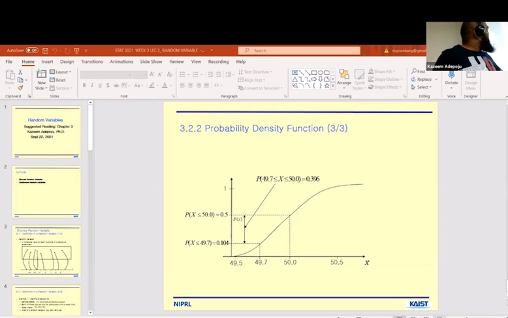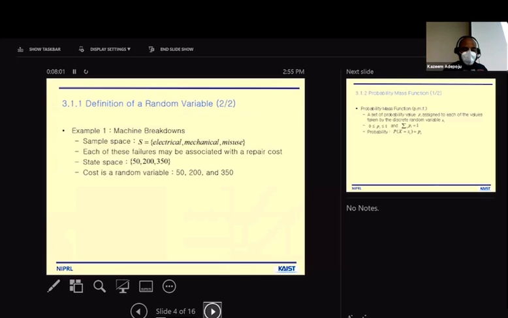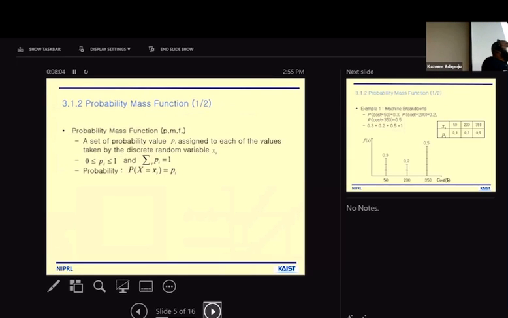Okay. Now, I can find the probability if X is a random variable based on the machine breakdown. It could be 50, it could be 200, it could be 350. But what if I want to figure out, when my machine breaks down, what is the probability that I'm going to spend $90? A question like that can actually be answered.